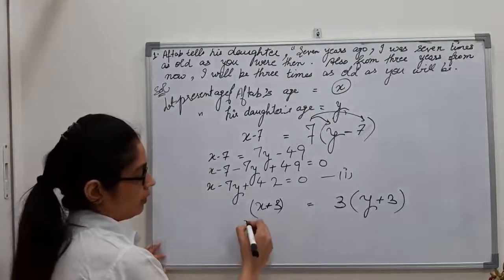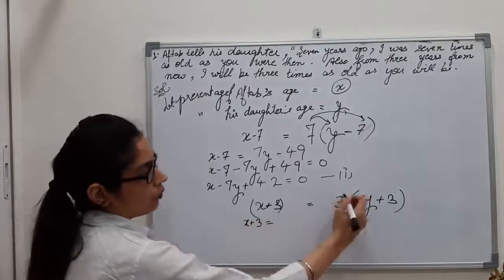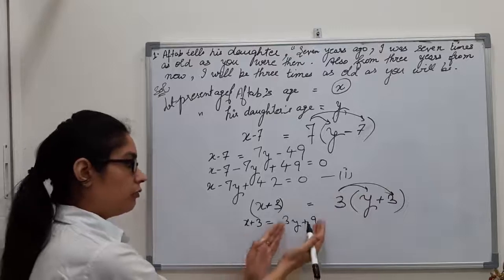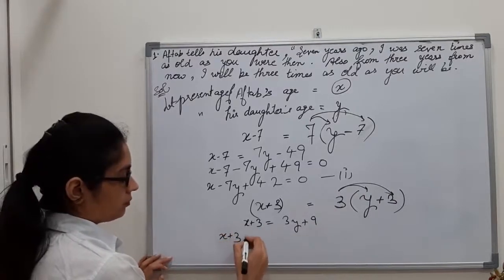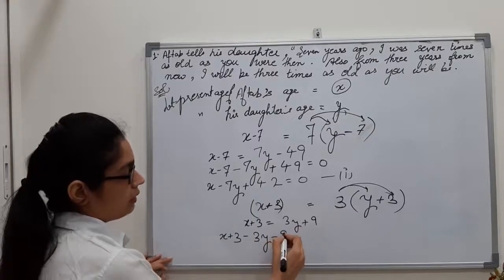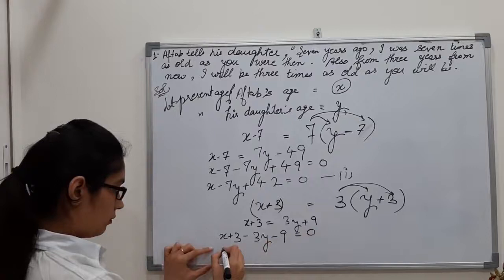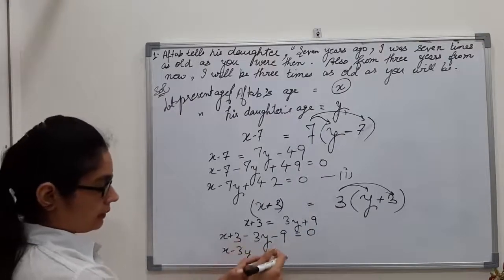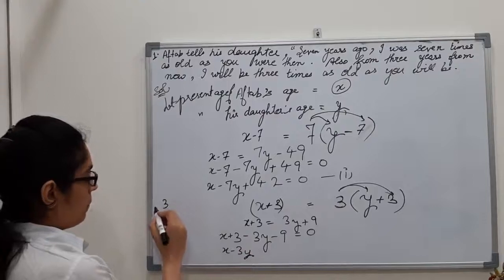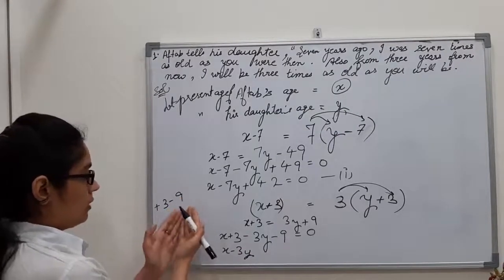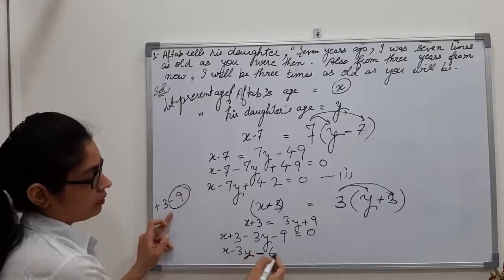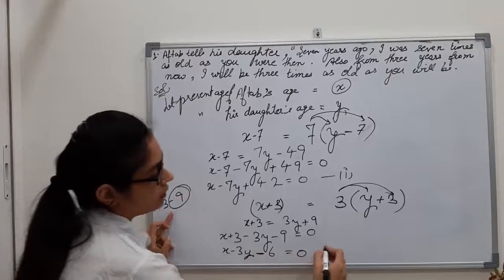So now let's simplify it. x plus 3 equals 3 into y, 3y, and 3 into 3, 9. 3y plus 9. Again we will shift all the terms to one side. So plus 3y will change into minus 3y, and plus 9 will change into minus 9. Let's solve it. x minus 3y, and plus 3 minus 9: plus minus is minus, and we take the sign of the bigger number. 9 is the bigger number. 9 minus 3 is 6, but the minus sign is with 9, the bigger number, so minus will come with our answer. So x minus 3y minus 6 is our second equation.